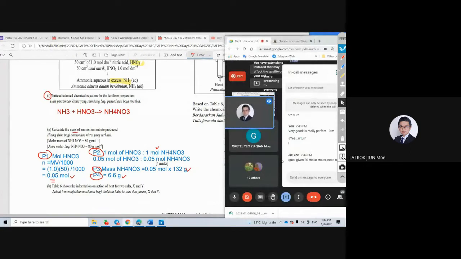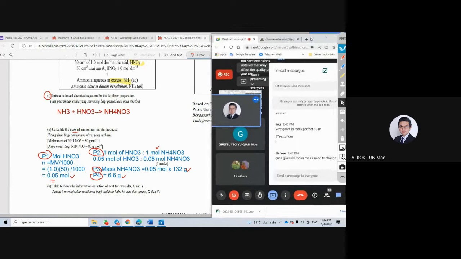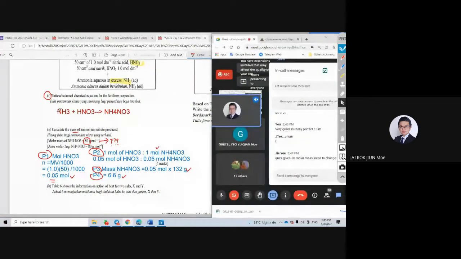Okay, Jie, question gives 80. Need to change it. We got 80. Or 80, or typed wrongly, I think. Jie, you count, is it 80 or 132? Is mine correct or the question correct? You try to confirm with us. Is the formula, the equation good? Equation balanced already?